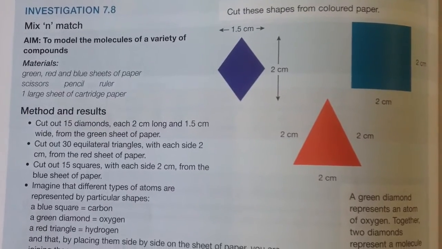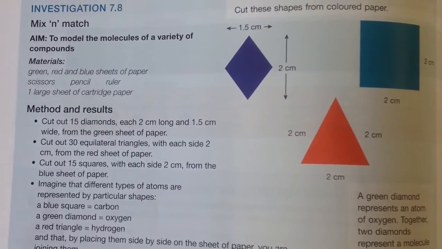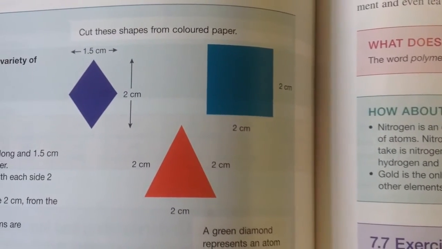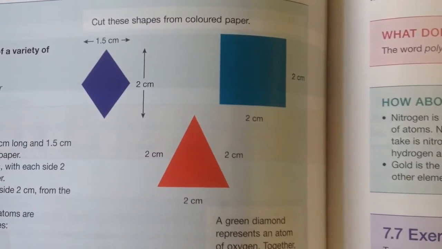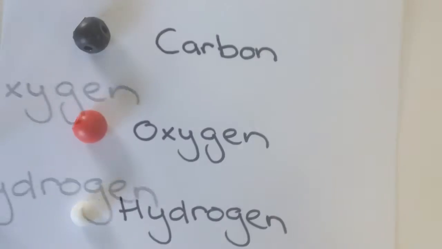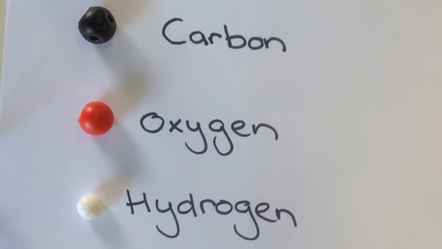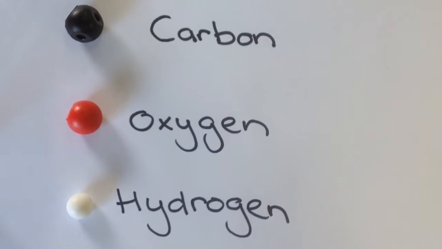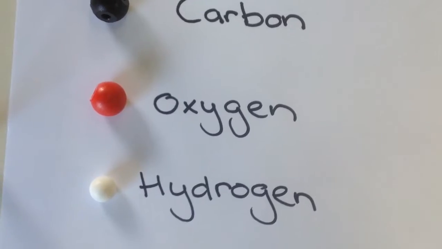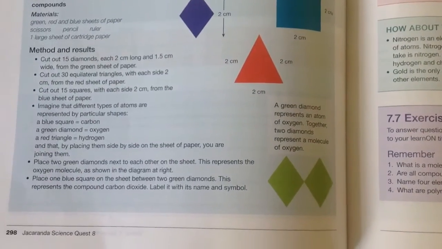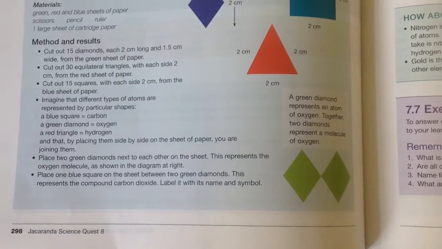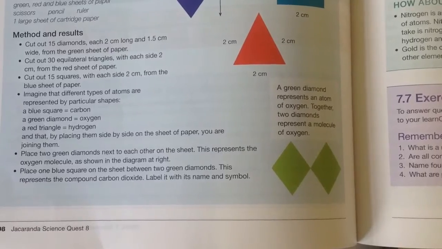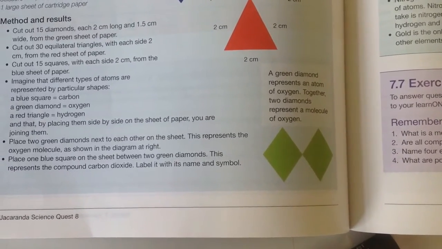Now, I am changing this experiment up a fair bit. We're not going to use paper and the triangles. We're going to use black for carbon, red for oxygen, white for hydrogen. So you might want to write that down, black for carbon, red for oxygen, white for hydrogen. The materials and method, just refer to page 289. And in your results, you'll just be drawing diagrams of the molecules and compounds that I make.